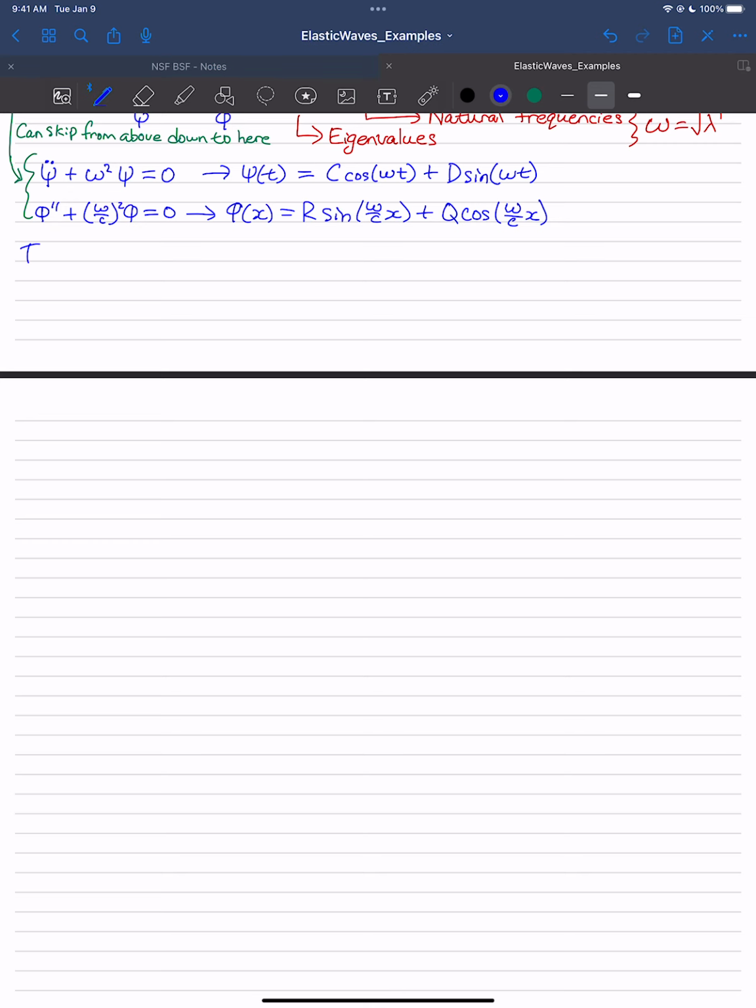Okay, so let's write that to find the normal modes, we need to consider only the spatial equation, and apply the boundary conditions.